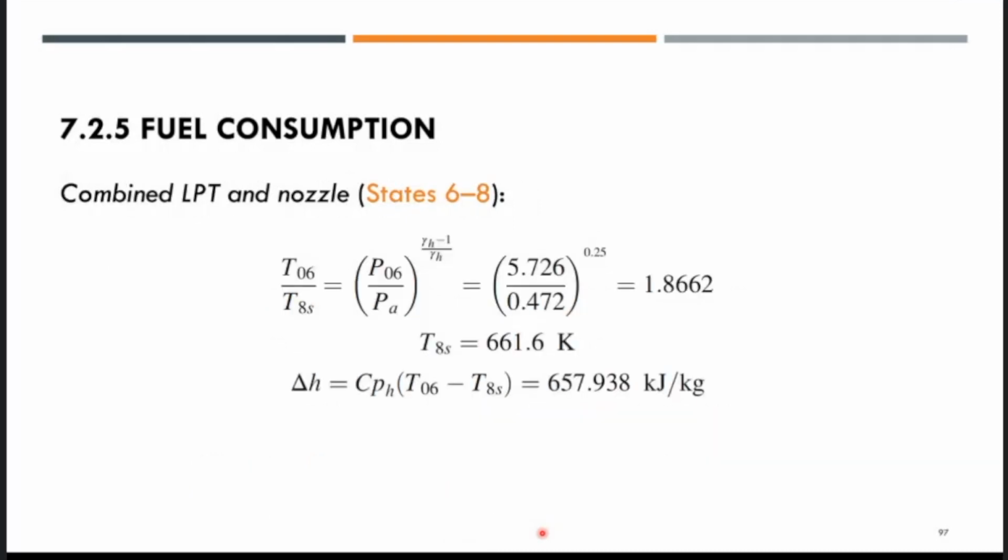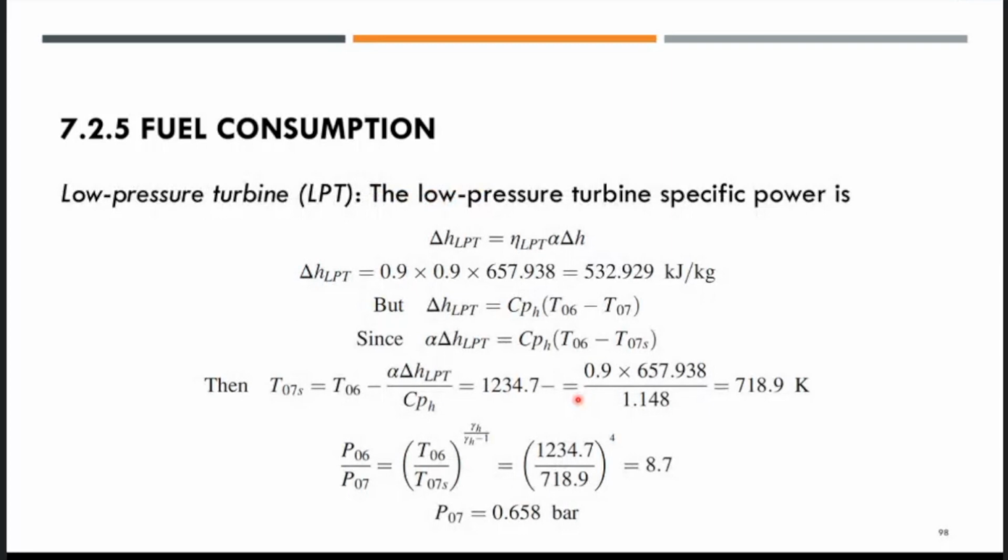Okay, combine the low pressure turbine and the nozzle, state 6 and 8, right? You will get T8S equal to 661.6 Kelvin and the enthalpy drop equal to 657.938 kilojoule per kilogram. And low pressure turbine specific power, right? So you can put the expression over there. You already given alpha and the remaining of the values that you already obtained, okay?